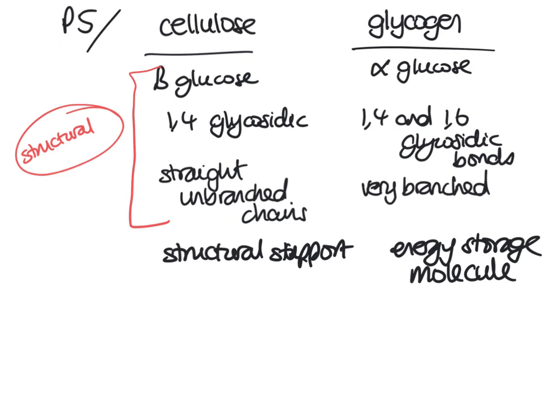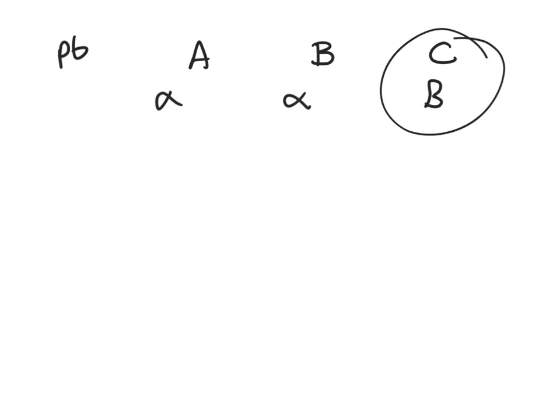And then on page 6, you have to work out which is which. So you've got A, B, and C, alpha, alpha, beta. So straight away, you've got a good idea that C is cellulose, because it's the only beta-glucose polysaccharide you know. A and B, what could they be? What's made of alpha-glucose?